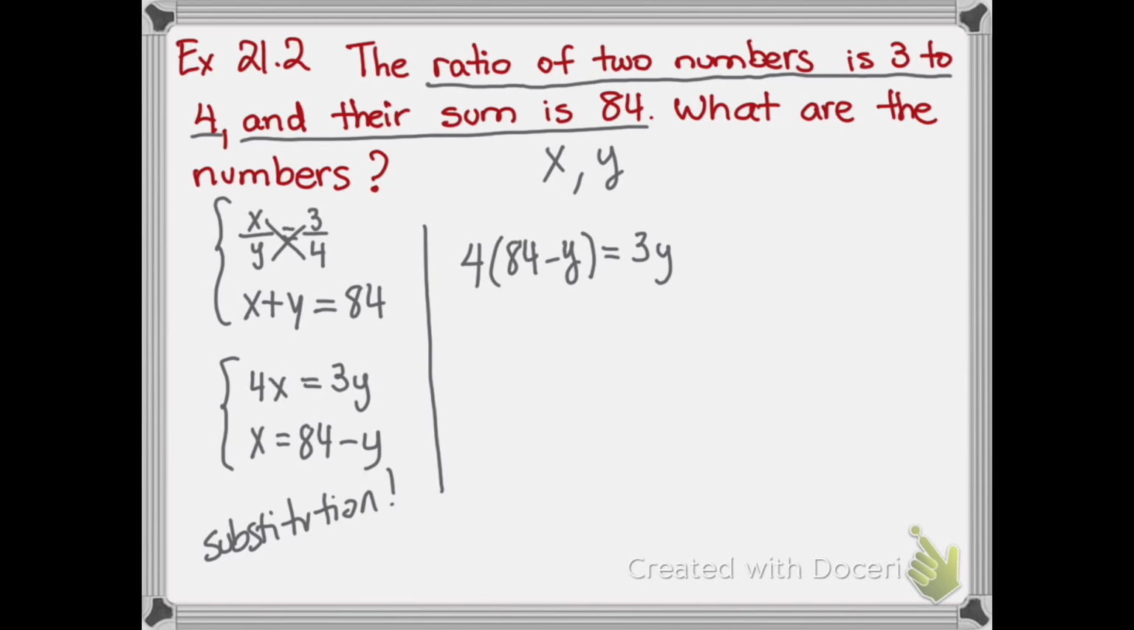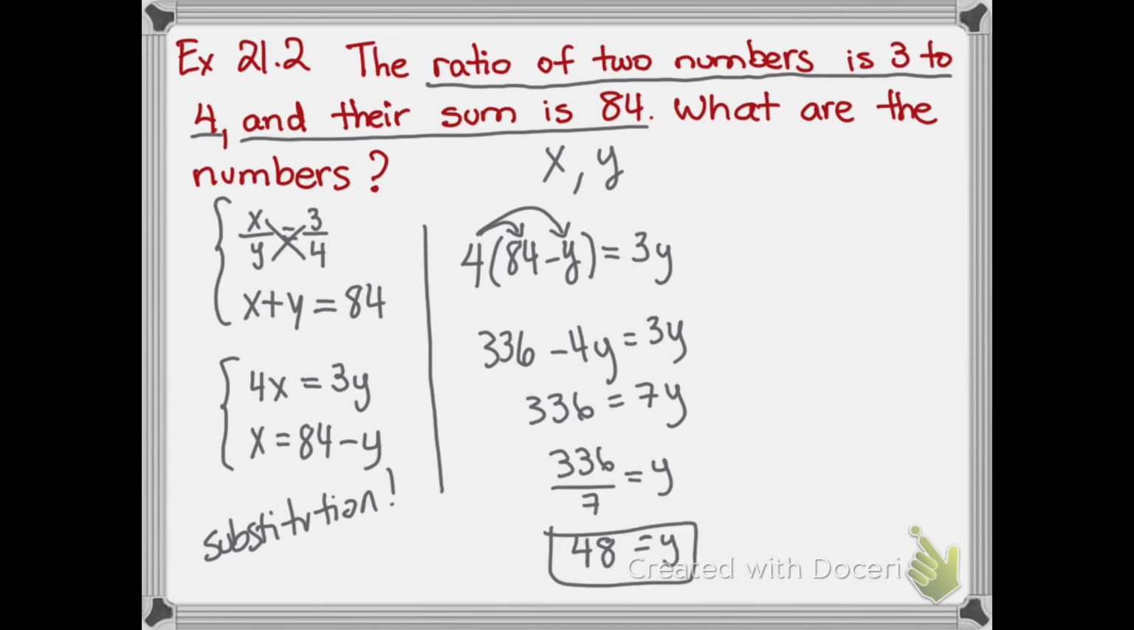And now we simplify this by doing distributive property. And then we pass like terms to the same side. So the negative 4 goes to add, and we get 7y. And then we pass the 7 to divide. So we find that y is 48, and then we have to find x. And x, we said it was going to be 84 minus y, which we found was 48. So we change it, and the answer is 36. So we found the numbers that we were looking for.